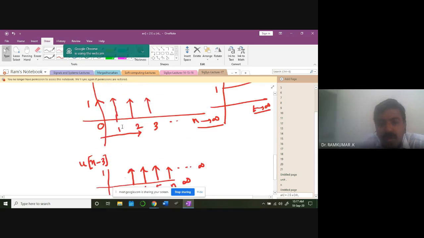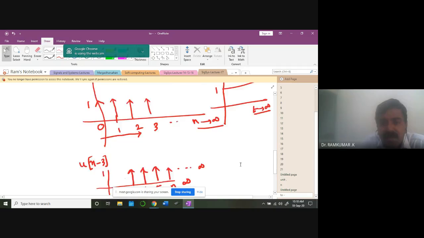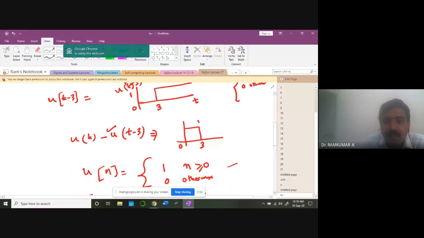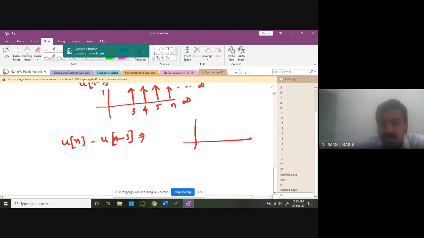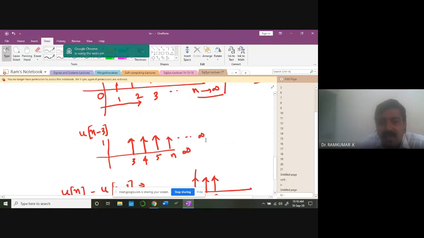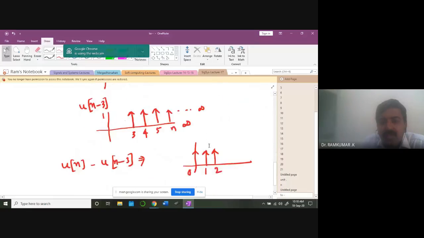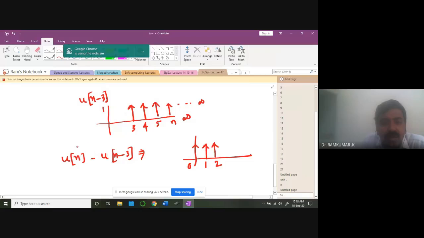Now if I subtract u of n minus u of n minus 3, what do I get? Can somebody help me out? Somebody said pulse here. Here you get 3 samples of data: samples 0, 1, 2. Is it clear what I'm saying? These are all the samples you'll be getting. This is u of n minus 3.